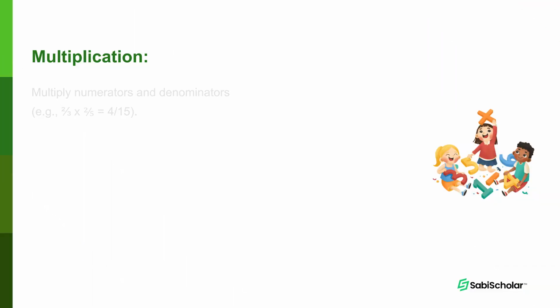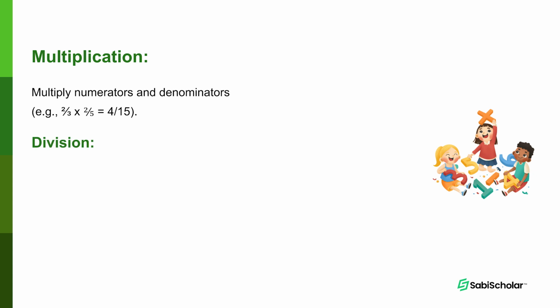Multiplication of fractions. Multiplication is the simplest operation you can perform with a fraction. If you want to multiply fractions, just multiply their numerators together and multiply their denominators together. That's just it. For example, if you want to multiply 2 over 3 by 2 over 5, just multiply their numerators. 2 times 2, 4. Then you multiply their denominators. 3 times 5, 15. So 2 over 3 times 2 over 5 is 4 over 15.